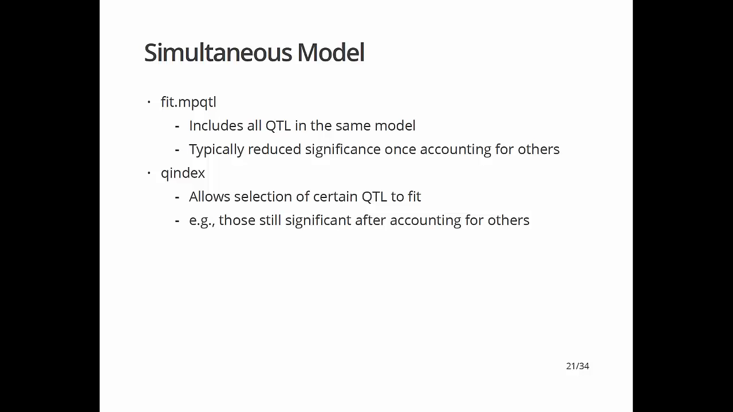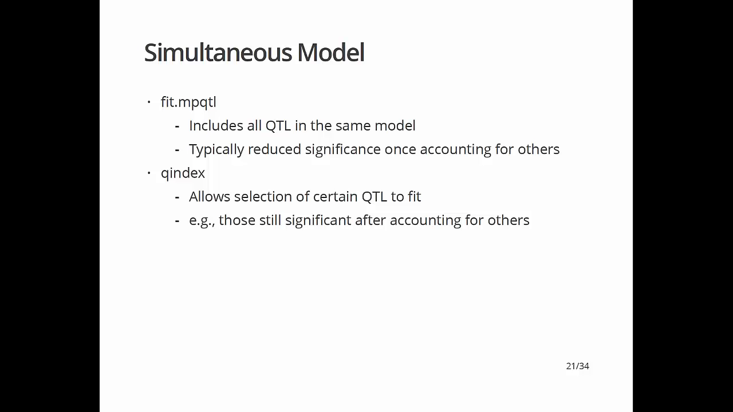Then once you've fit whatever model you're doing for QTL mapping, there's another function called fit.mpqtl. You can just run it as fit. And what it does is it includes all the QTL in the same model. So the idea there is to try to account for any relationships between the different QTL you found.